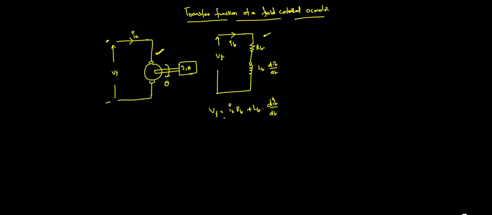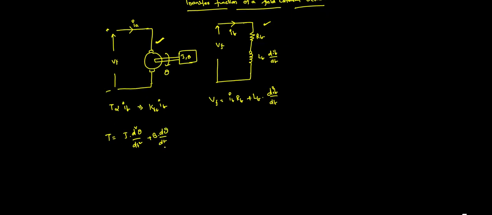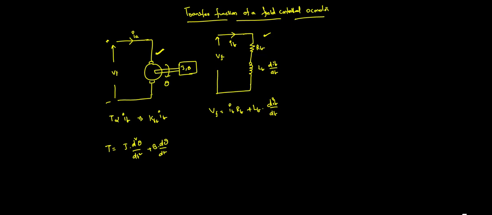You already know that the torque is directly proportional to the field current. So that is written as KTF, the constant, into the field current If. The mechanical equation you already know from earlier: torque is equal to J d square theta by dt square plus B into d theta by dt.